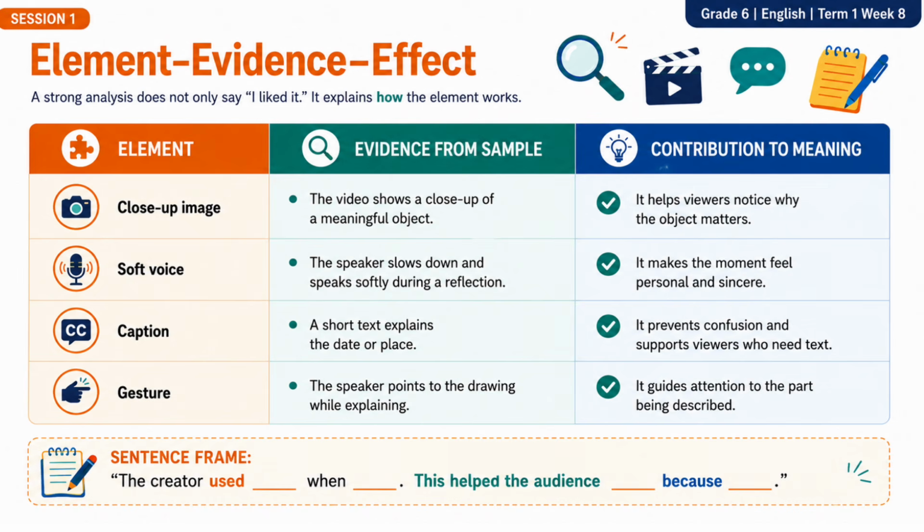For example, you might say, "The video shows a close-up of a meaningful object." Third, explain the effect. Tell us how that element helps the audience understand the message. For example, a close-up can help viewers notice why an object is important. Let's look at another example. If the speaker slows down and speaks softly during a reflection, the element is the speaker's voice or audio delivery. The effect is that the moment may feel more personal and sincere.